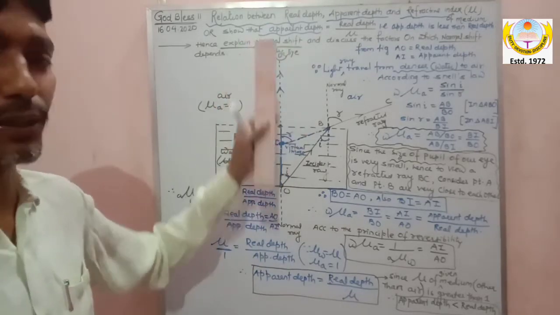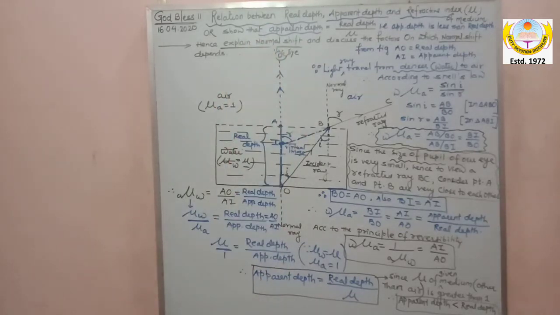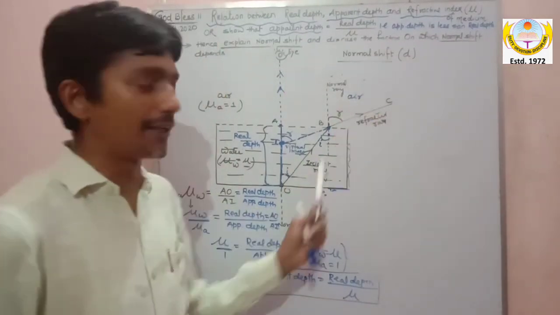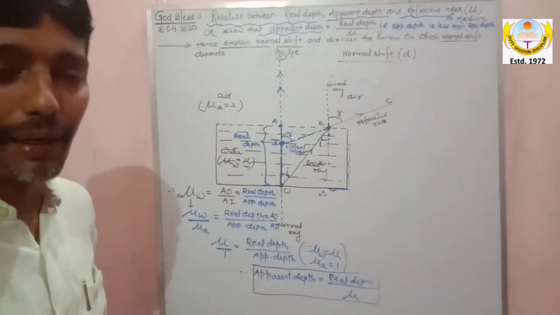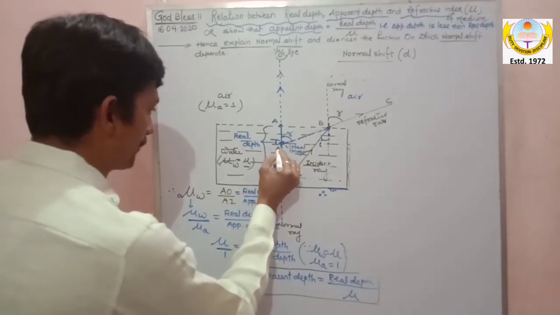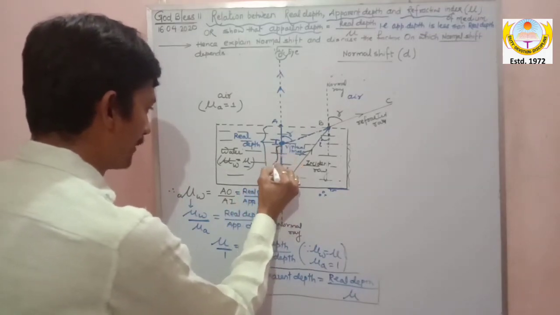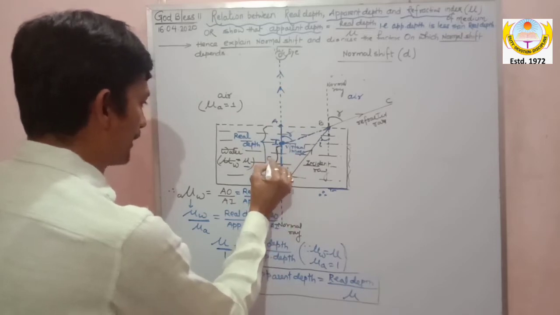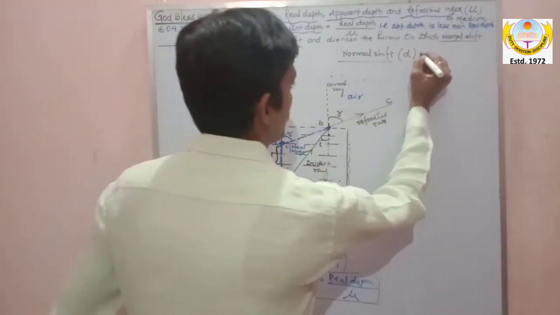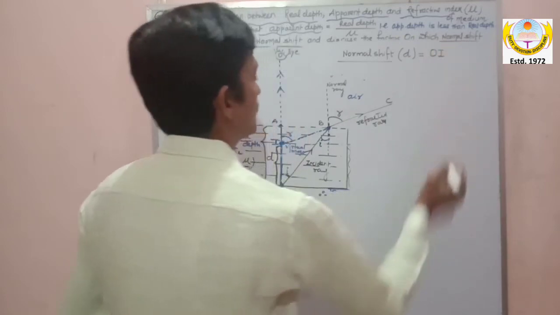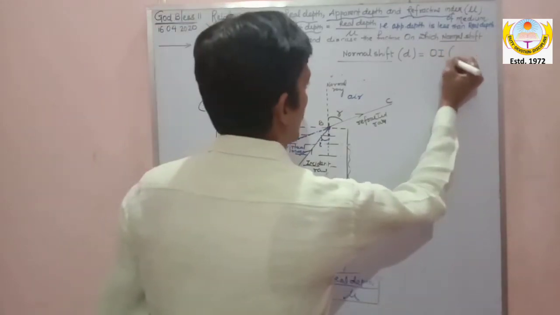Now let us discuss normal shift. What is the normal shift? I will rub this. If you wish to write, please write it down, and then I will make it. Now, my dear, let us discuss the normal shift. What is the normal shift in this figure? Here is the normal shift. OI is the normal shift, denoted by D, from the figure.